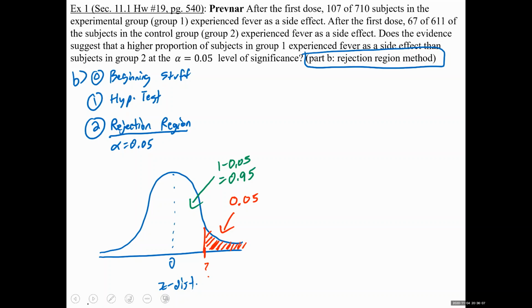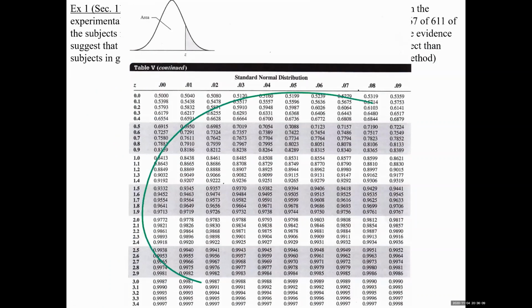So here's the Z table. I'm looking for 0.95 in the middle. And after you look for a while, you're going to realize it's not there. So you're going to pick the closest ones. And here they are. These are the two that are closest to 0.95. This one's a little bit bigger. This one's a little bit smaller. So which one do you use? You use the closest one.